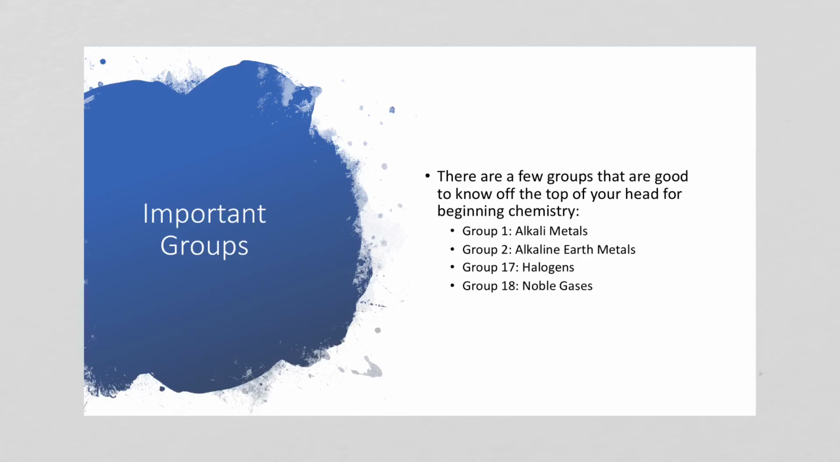Group 1 is called the alkali metals. When they're ionized, they usually have a +1 charge. Group 2 is the alkaline earth metals. It is group 2 of the periodic table, like we said, and when they are ionized, they have a +2 charge. Group 17, as we said before, is the halogens, and group 18 is the noble gases.